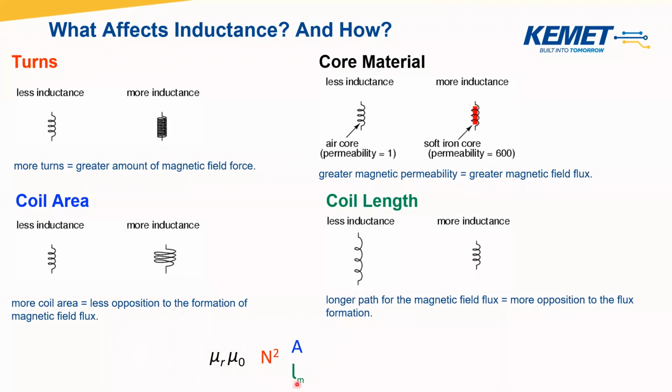Putting all of these variables together, we get this nice equation. L, which is inductance, equals the relative permeability of the core times the permeability of free space times n squared, where n is the number of turns as I mentioned, times my area A, divided by the length of my coil. Now, keep in mind, there's a little bit of a trade-off here. It is easy to say, oh, the more turns I have, the higher my inductance is going to be.